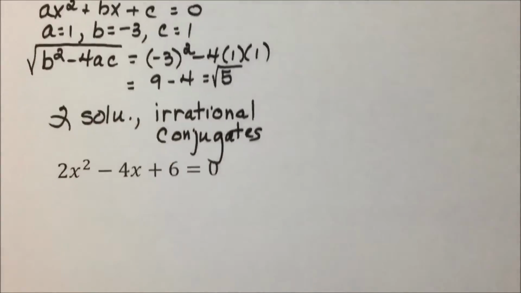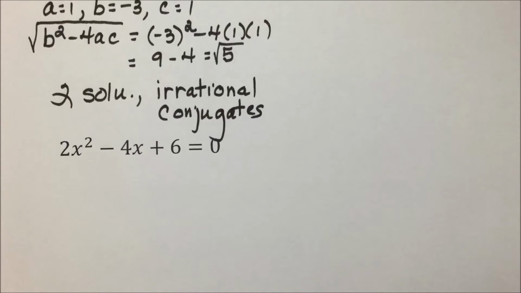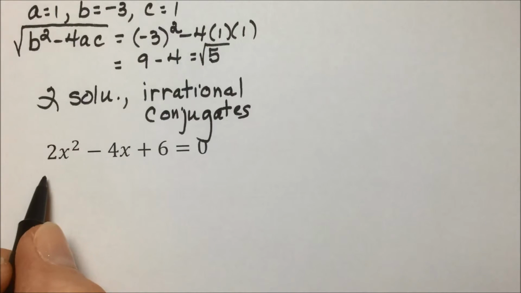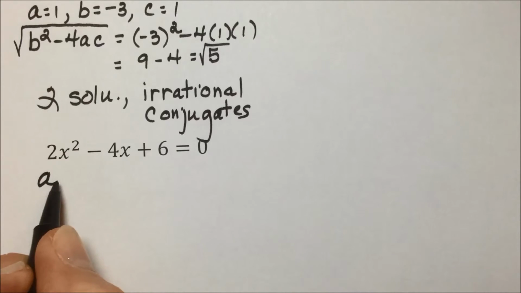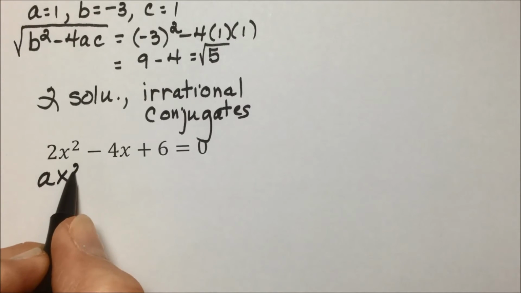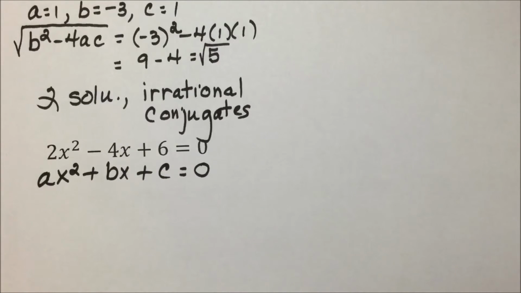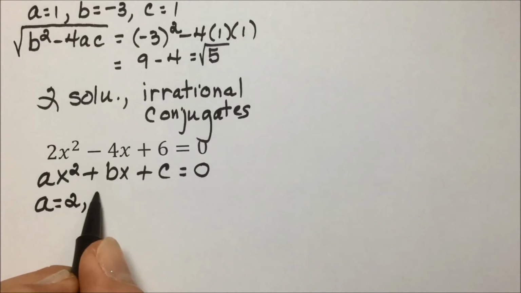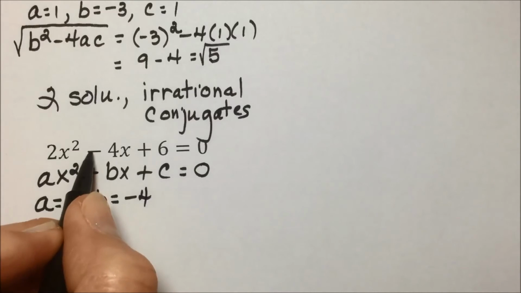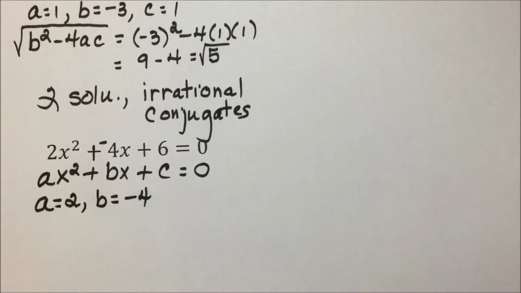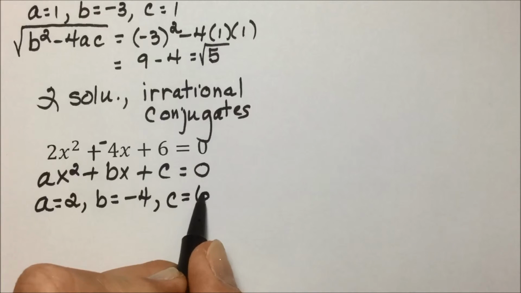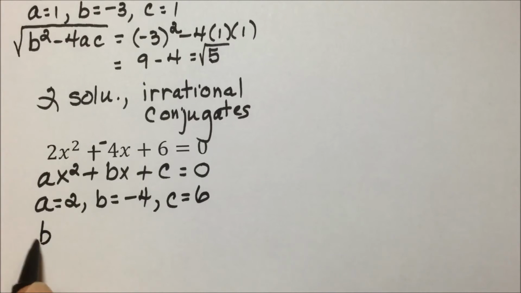In this next example, to answer the question that's being asked, we will calculate the discriminant, but we need to be sure we have the correct values to plug in. Comparing the equation that's already in standard form with the standard form of a quadratic equation, we get that a is 2, b is equal to -4 because of subtraction being the same as plus a negative, and c is equal to 6.